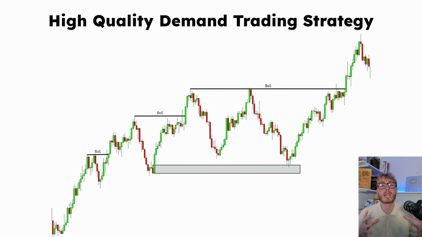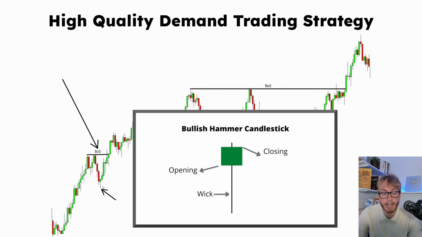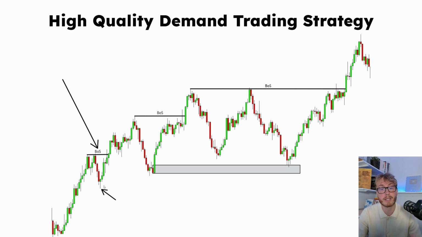So now let's take a look at a real life example of high quality demand. And as we can see on this chart, we had our first break of structure right here. So it's possible that we can find some demand at this low. But in this particular case, you can see that we had one candlestick right here. This was actually a bullish hammer, which on its own is a bullish reversal signal. So this right here was actually a potential trade.